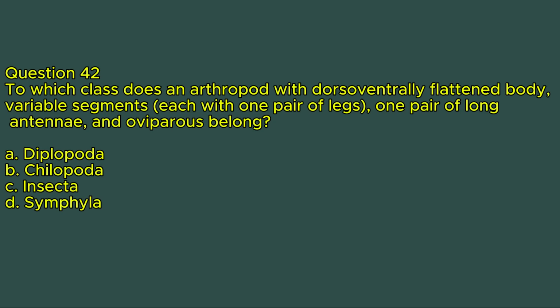Question 42. To which class does an arthropod with a dorsoventrally flattened body, variable segments each with one pair of legs, one pair of long antennae, and oviparous belong? A. Diplopoda, B. Chilopoda, C. Insecta, D. Symphyla.